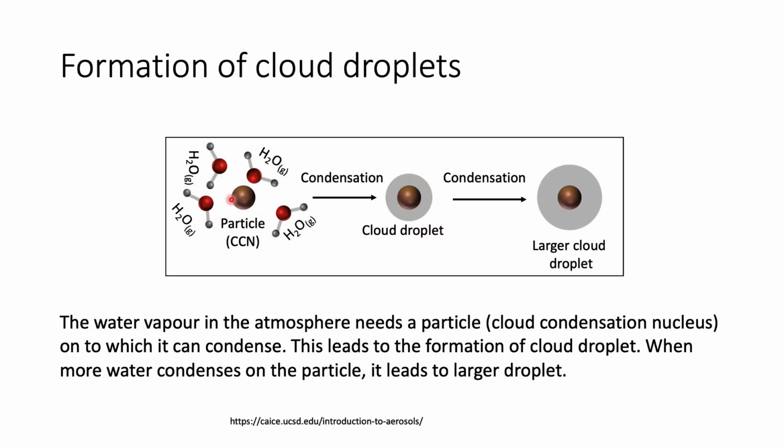Here is a small mechanism about the formation of cloud droplets. The water vapors in the atmosphere need a particle. So water vapors are present in the gaseous state in the atmosphere, but they need a particle. This is what is called the cloud condensation nucleus. When the particle is present, they stick onto this or they condense on this particular particle. So this leads to the formation of a cloud droplet, and this further condensation leads to a larger cloud droplet.